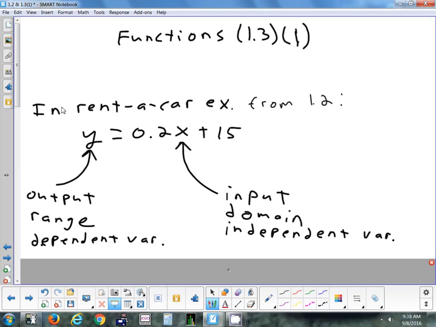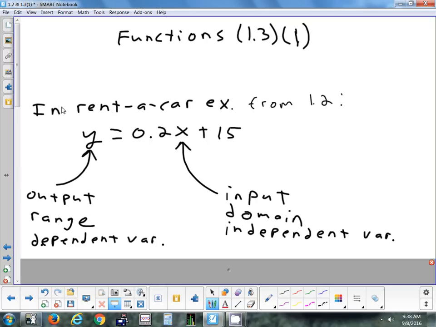You tell me miles, I'll tell you cost. I'm outputting the cost to you. Another term we might see, x is called the domain, and y is called the range. Now, domain basically means the numbers that make sense to plug in for x. Can anybody think of numbers that would not make sense to plug in for x in the driving car situation?